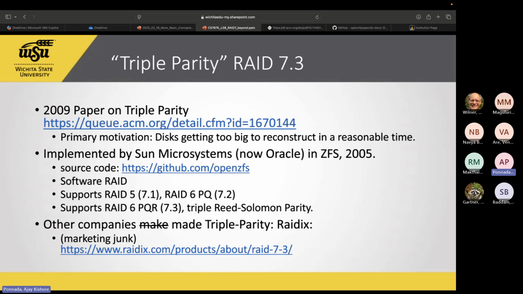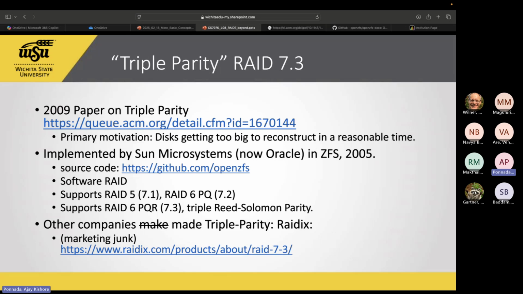The software code supports RAID 5, that is 7.1, and RAID 6 PQ, 7.2. They are giving the names as 7.1, 7.2, 7.3, and so on, because we already defined RAID 10. If they named it RAID 7, RAID 8, RAID 9, they would obviously come to RAID 10 again. So they are out of names for RAID. From now on, they're doing it like 7.2, 7.3, and so on.